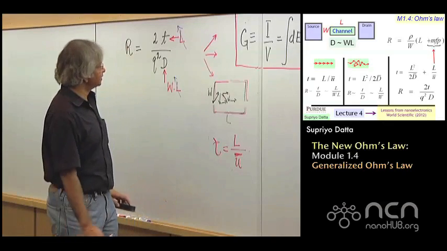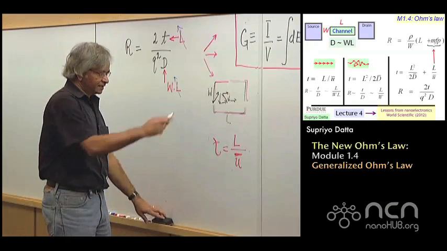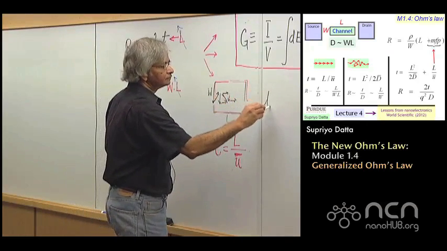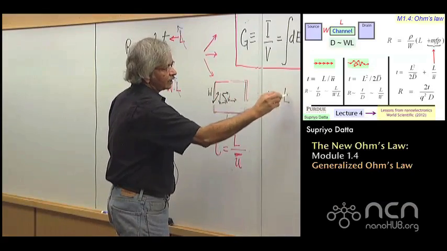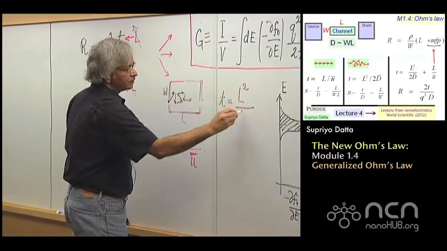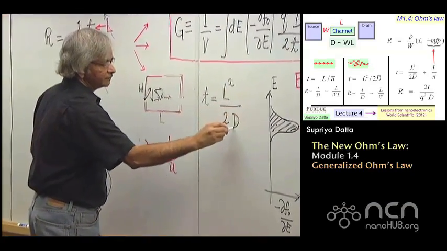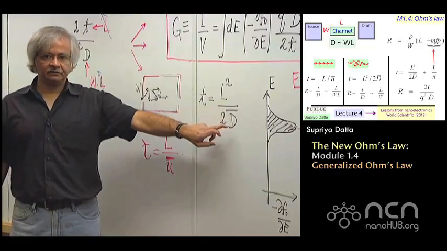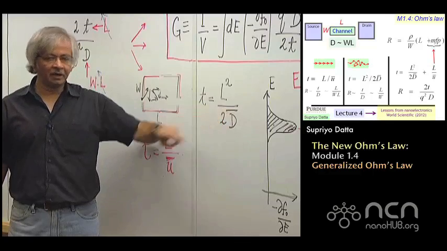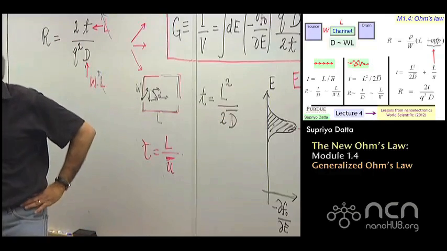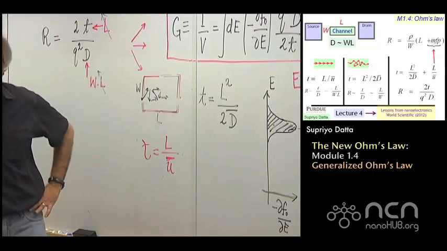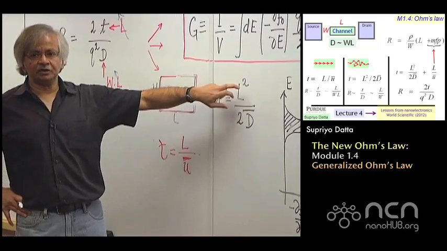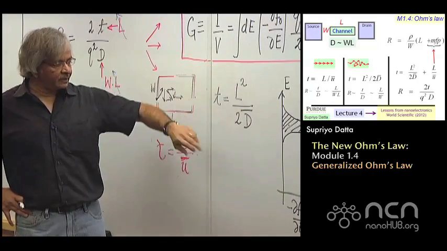So the standard result is that the time for this looks like L squared divided by 2D, where this quantity, which I've written with a D with a bar on top, is called the diffusion coefficient. And the important thing is that the time is proportional to L squared.